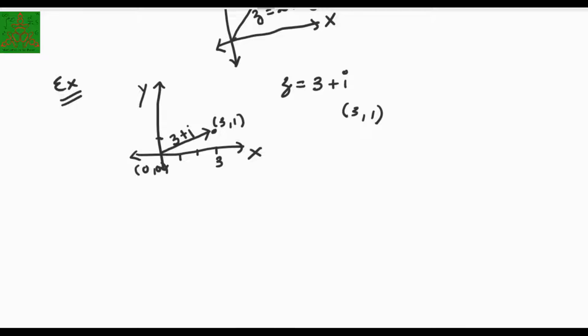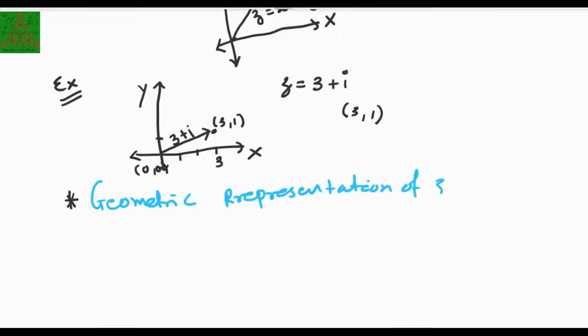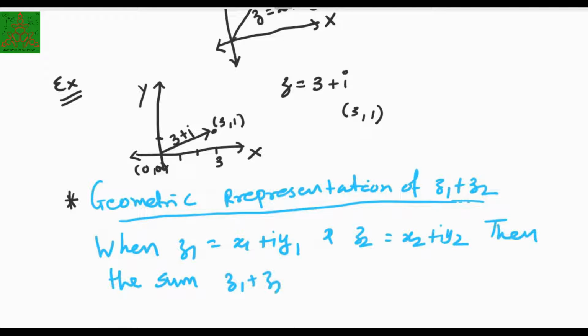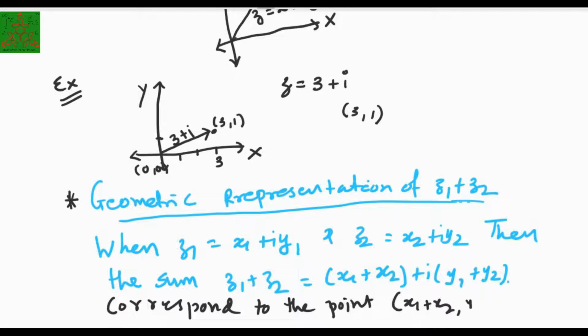The next thing we can see is the geometrical interpretation of z1 plus z2. If you have two complex numbers, z1 equal to x1 plus iy1 and z2 equal to x2 plus iy2, then we know that the sum z1 plus z2 is defined as (x1 plus x2) plus i(y1 plus y2), and this also corresponds to the point (x1 plus x2, y1 plus y2).